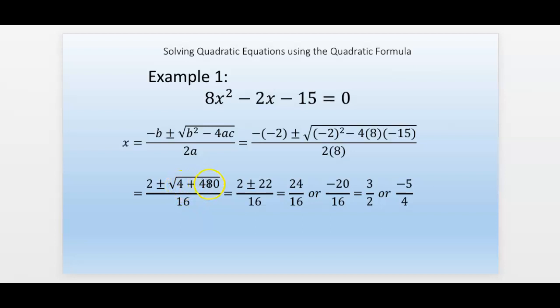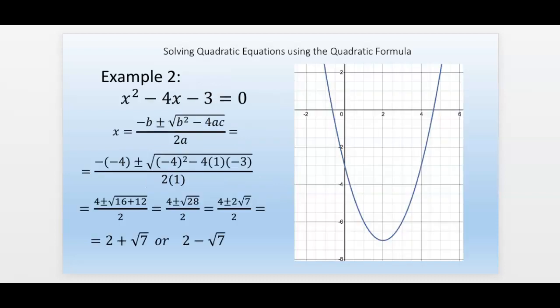All right, 4 plus 480 is 484, and the square root of that is 22. So it's 2 plus 22 and 2 minus 22 on top. So it's either 24 or negative 20 on top. We can simplify that, and there's our answer. It's either 3 over 2 or negative 5 over 4. Okay, now we could have factored this one. The fact that we ended up with rational answers means we could have factored it. We could use the slide method here.